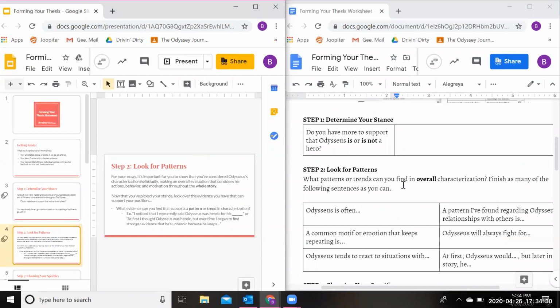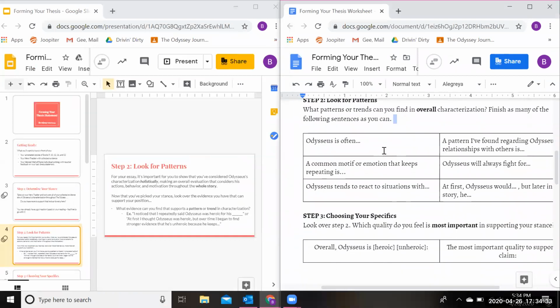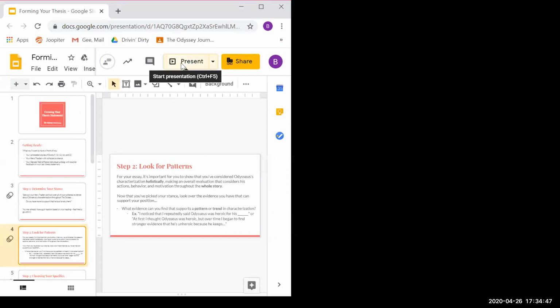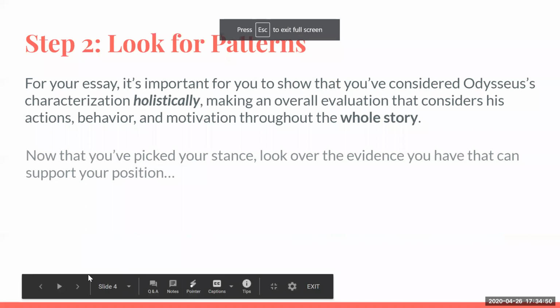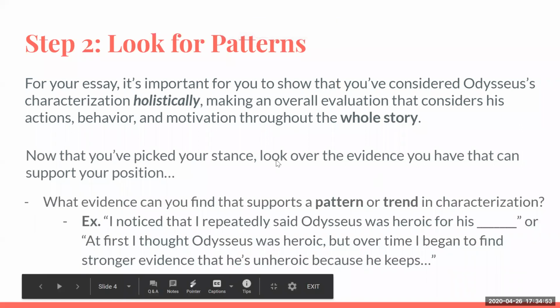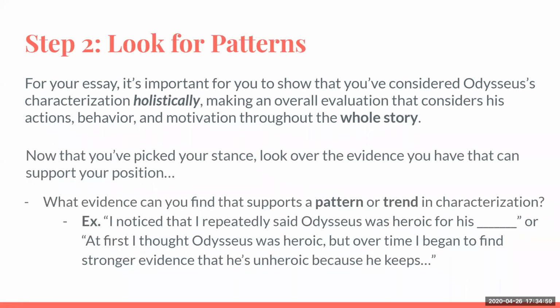If you are following along on the Forming Your Thesis worksheet, I came up with a bunch of sentence starters, and these sentence starters should help you find some of those patterns. So I would suggest pausing this video and filling out as many sentence starters as you can until you find your pattern. The example that we used here is, I noticed that Odysseus, that you repeatedly said Odysseus was heroic for his blank. Or at first I kept saying that he was heroic, but over time I kept finding stronger evidence that his relationships with other people were affecting this. You might want to pause the video. I'm going to move on to step 3. Okay.